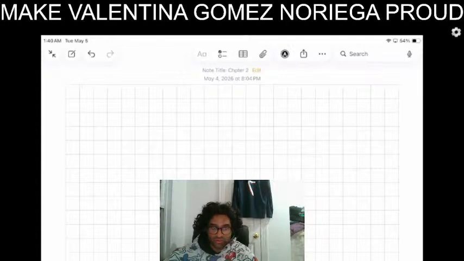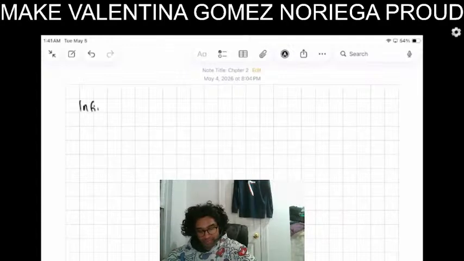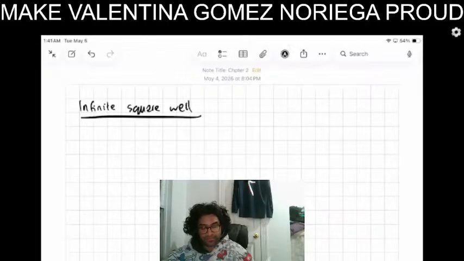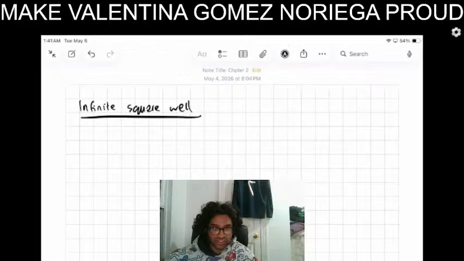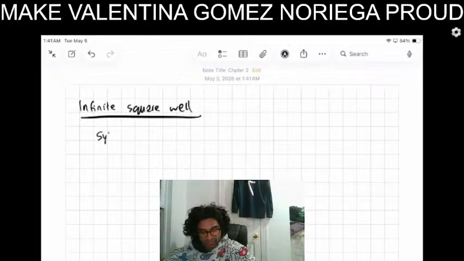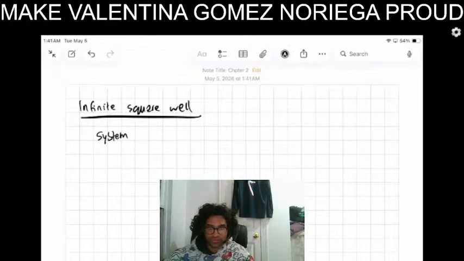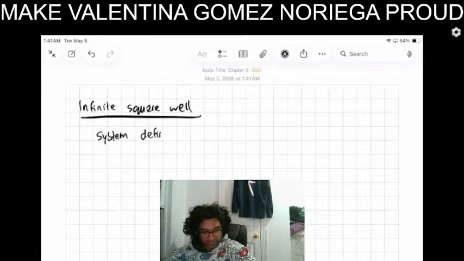So chapter 2, section 2, we are going to focus on what we call the infinite square well. If you look at the book, I'm sure you have the book. The only reason I'm not opening the book is because you get to see the iPad itself. So in the book, the system is defined as, equation 2.2. So the system is defined as what?